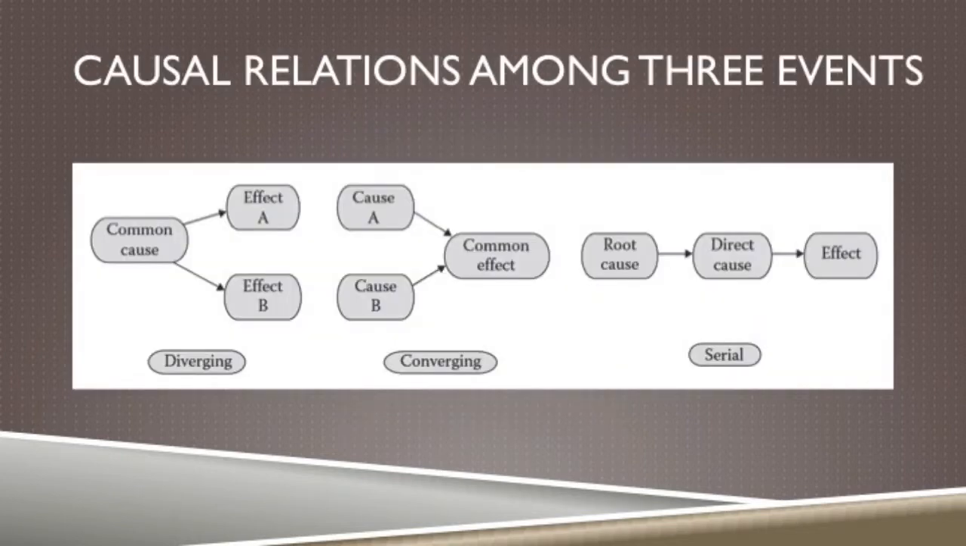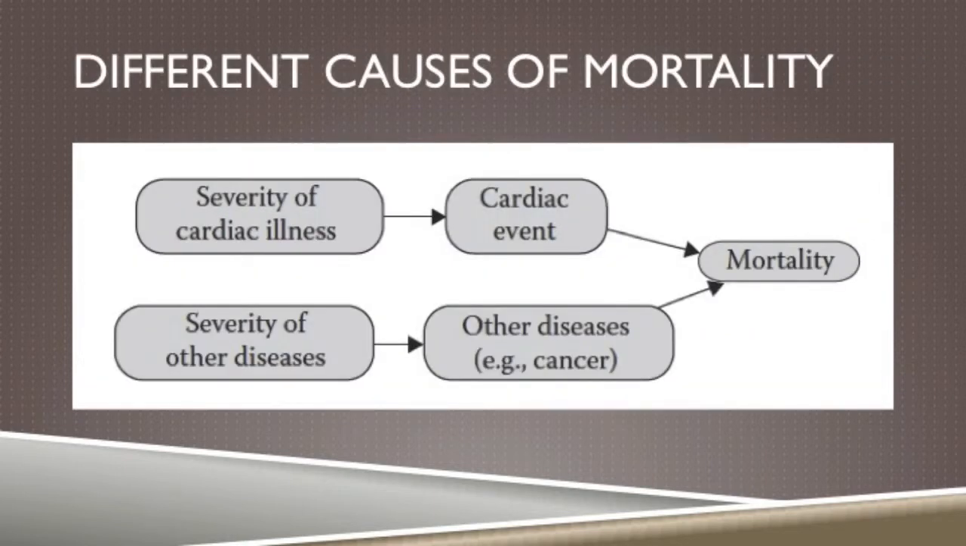This diagram shows possible causal relationships among three events. The diverging structure occurs where one cause leads to multiple effects. A converging structure occurs when two causes lead to a common effect, and the serial structure depicts a series of events that leads to an effect. The cause that occurs first is the root cause, and the cause immediately preceding the effect is the direct cause. This diagram depicts a situation where a patient has died from one of two separate and independent causes. If we know that the patient has died and there was no cardiac event, it is likely that they have died from the other cause.